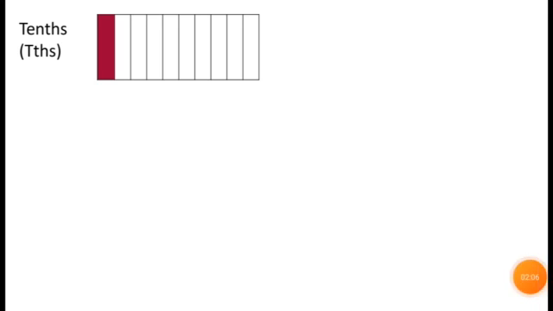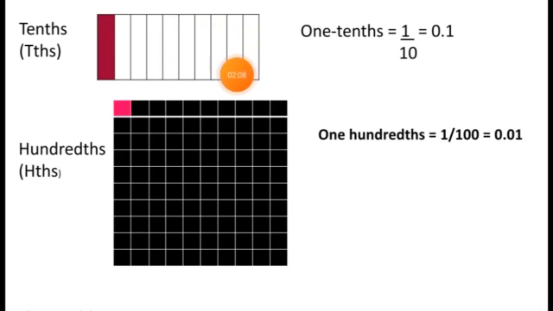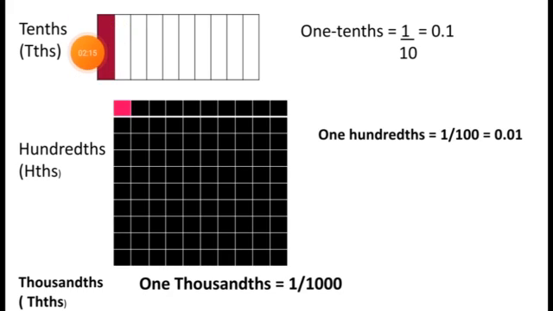Now let us understand the term tenth. Children, here we have taken a rectangular box, and we have divided that rectangular box in 10 equal parts, and out of the 10 equal parts we have shaded one small rectangular portion. To represent the shaded portion, the fraction will be written as 1 upon 10, and it will be said as one-tenth, and its decimal representation will be 0.1.